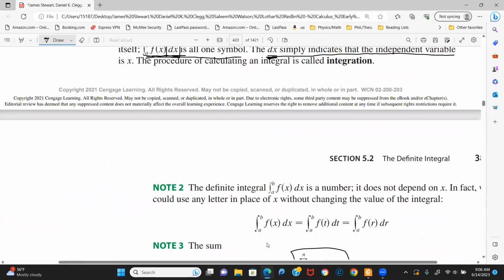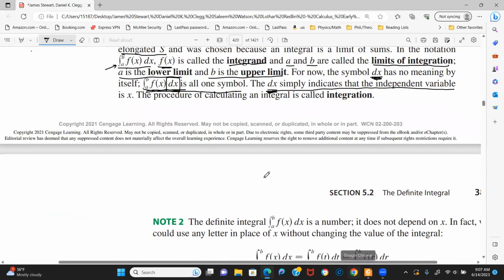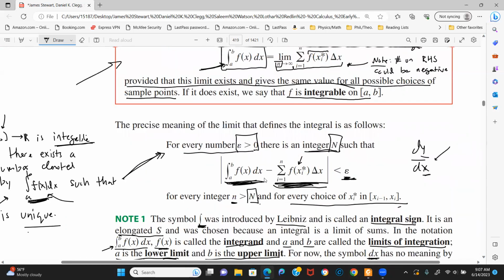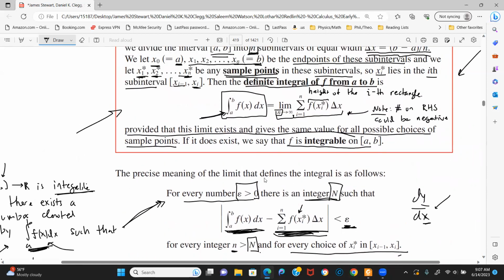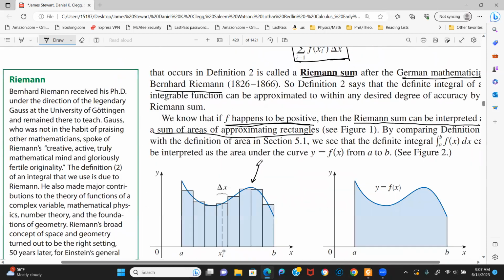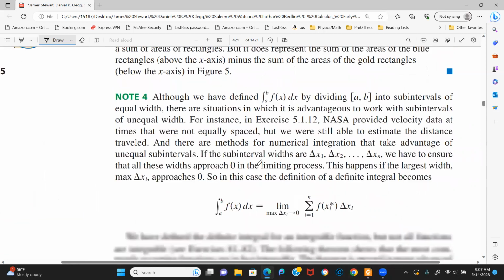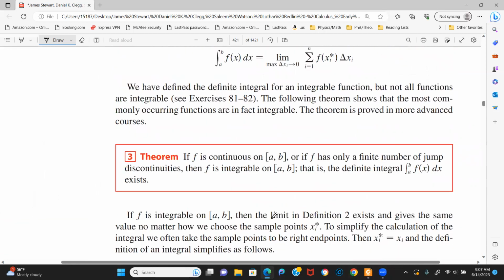In this definition up here, we talked about what it means for a function to be integrable. It says if this horrible limit here exists and it satisfies all these properties, then you say that the function is integrable on it. And so you might wonder, what functions are integrable? Like what functions can we integrate? This theorem down here tells us that the class of integrable functions is really big, actually.